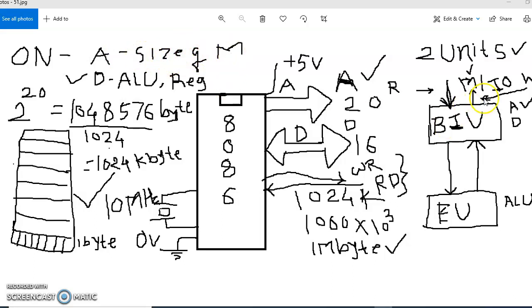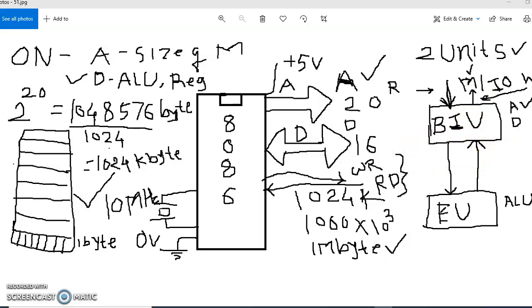So there are two units existing in the 8086 microprocessor. The first is the BIU, bus interface unit. The second is the EU, execution unit. When fetching, meaning taking data, from memory or IO takes place, it goes to the BIU. The BIU consists of the address bus and data bus. It goes to the execution unit. The execution unit consists of the ALU, arithmetic logic unit, and after doing the operation, that data will be sent back to the BIU, and the BIU will send data to the memory or IO, input output. In this way the working of the 8086 takes place.